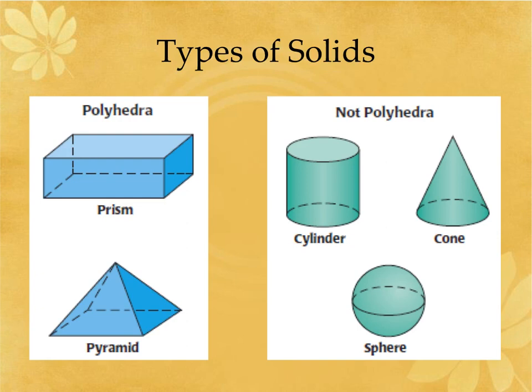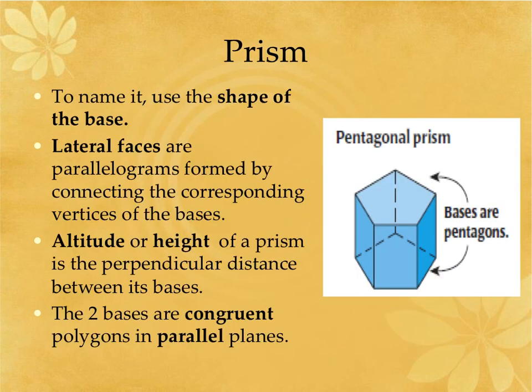Let's now discuss prisms. So to name a prism, we're going to use the shape of the base. And the bases are usually the top and the bottom. Now, just be careful, because sometimes in the homework or on a test or a quiz, your prisms may not be sitting on the base. It could be sitting on its side. So what we're looking for is whatever we have two of, and that would be the shape of the base.